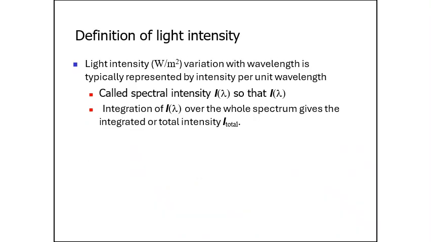We look closer into the light intensity. Light intensity, watt per meter square, means the energy input per unit area. Its variation with wavelength gives us another factor, the wavelength. So the unit will be watt per meter square per nanometer or micrometer, and it is called the spectral intensity, or I lambda. When we integrate I lambda over the whole spectrum, it will give us the integrated or total intensity, I total.